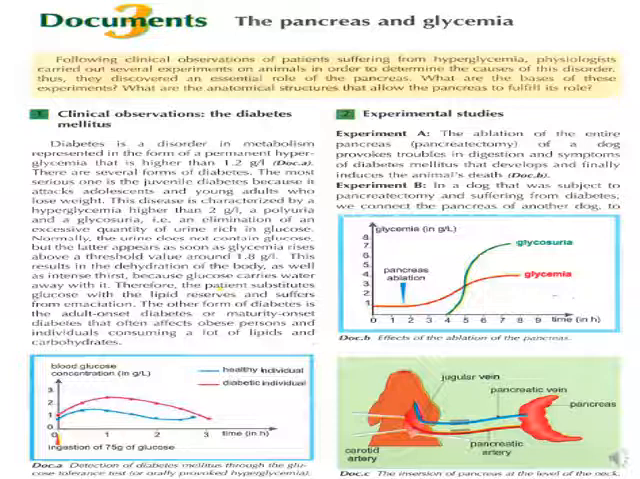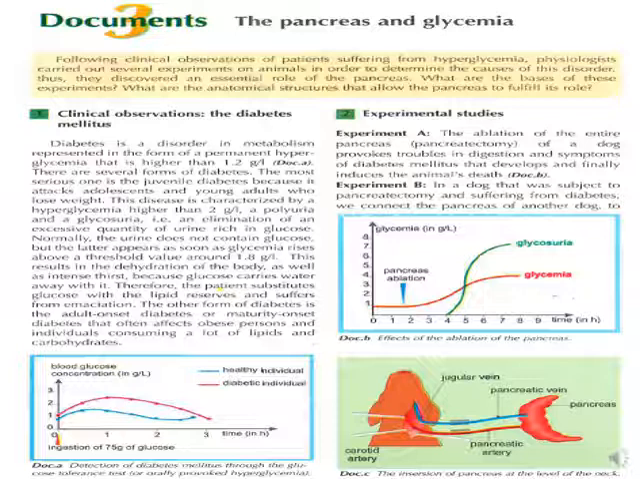Let's start with paragraph 1, clinical observations, the diabetes mellitus. Diabetes is a disorder in metabolism represented in the form of permanent hyperglycemia, meaning that high level of sugar inside the blood, greater than 1.2 gram per liter. There are several forms of diabetes. The most serious one is the juvenile diabetes because it attacks adolescents and young adults who lose weight.